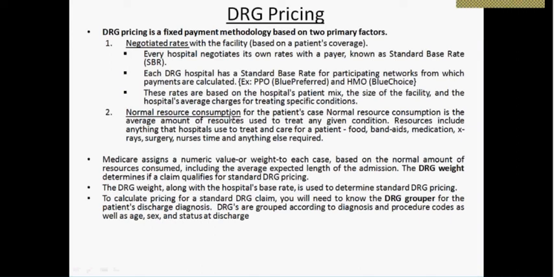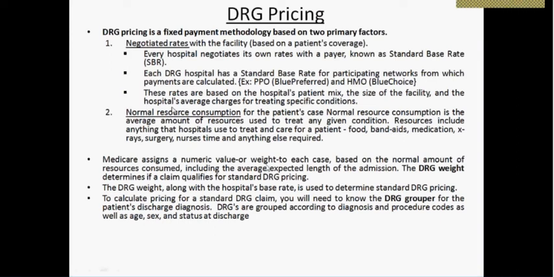And the second one is normal resource consumption. Here, the normal resource consumption is the average amount of resources used to treat any given condition. That means they take an average and determine the price, depending upon the food consumption, the medication, etc. So that's another way of determining the price, based upon historical data, basically.